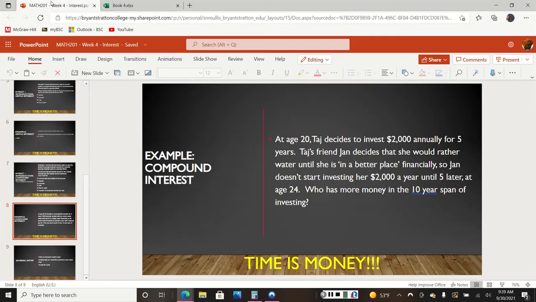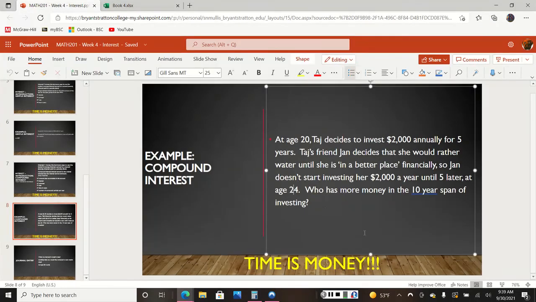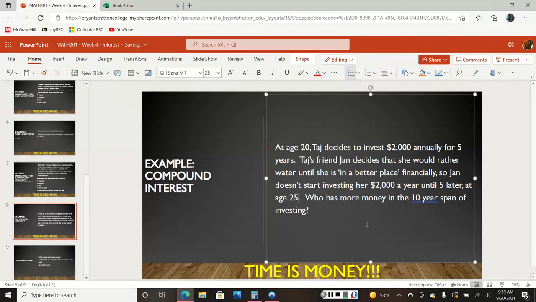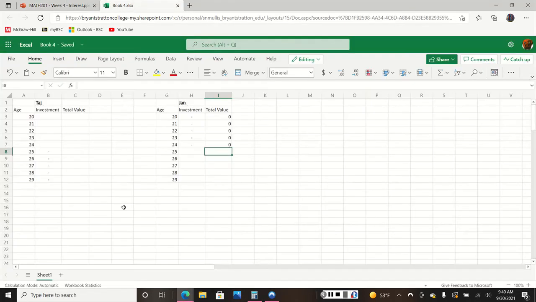All right, so this should actually say 25. She waited 5 years after, so it starts at 20 for both Taj and Jan.